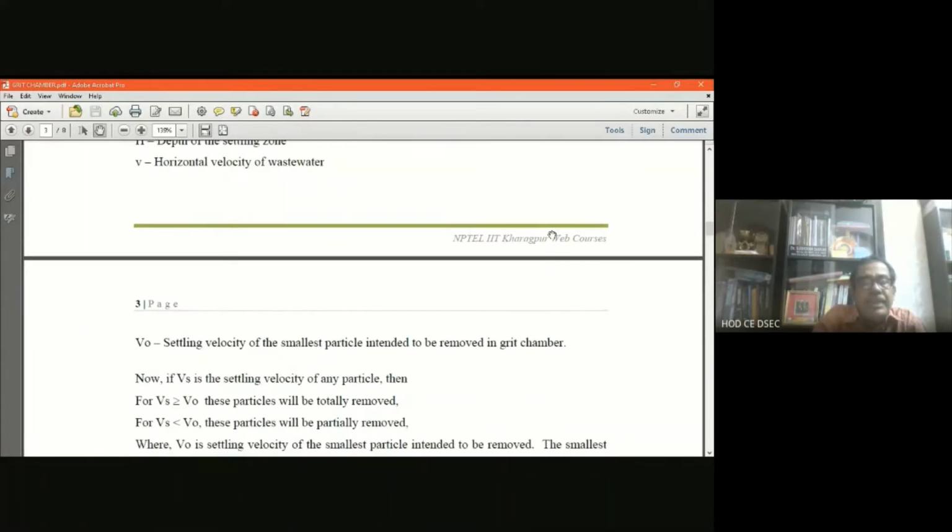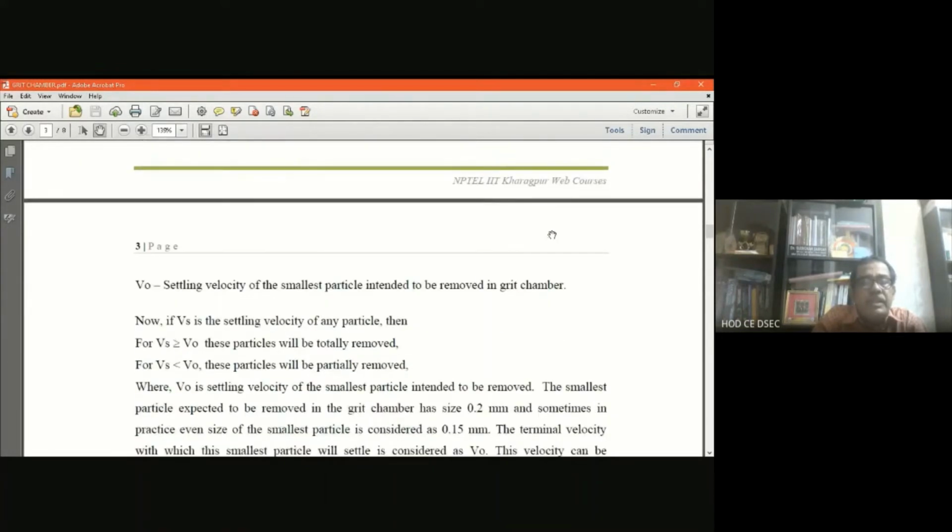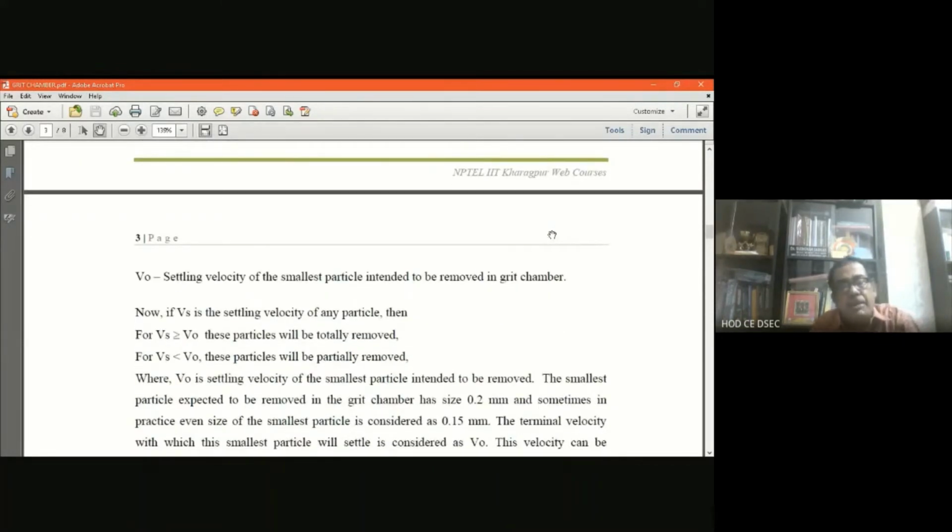Now, if Vs, the settling velocity, is greater than or equal to V0, then all the particles will be removed, because V0 is the settling velocity of the smallest particle. So if the other particles have Vs greater than or equal to V0, then all particles are assumed to be settled. And if somehow there are some particles with Vs less than V0, then they will be partially removed.